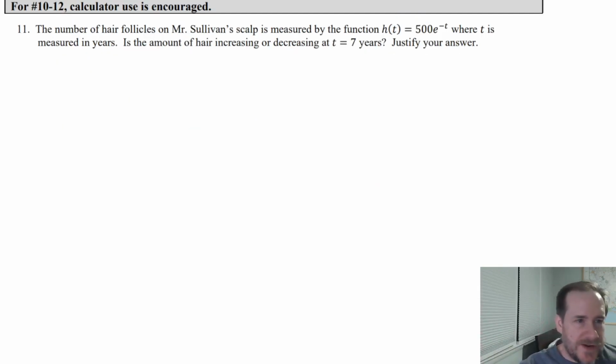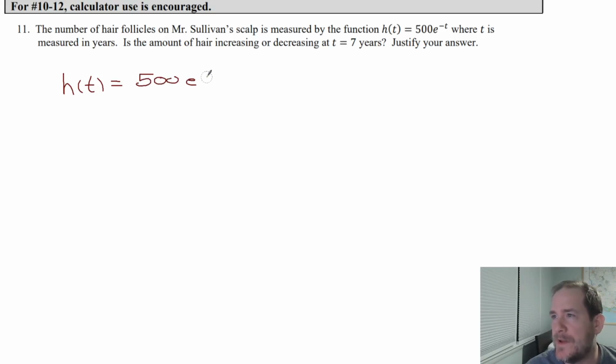And 11 is kind of the same deal, except if you read this carefully, it says the number of hairs. Does it say the rate of change of the hairs? It doesn't. It doesn't say Mr. Sullivan is losing hair at the rate of this function. So this time when they give you h of t, that is not the derivative. That is the number of hair follicles. So we'll have to approach this problem a little bit differently.